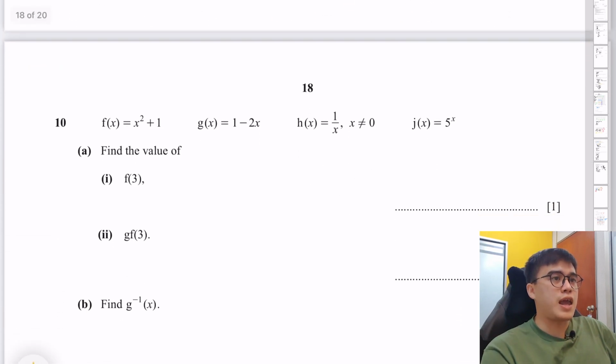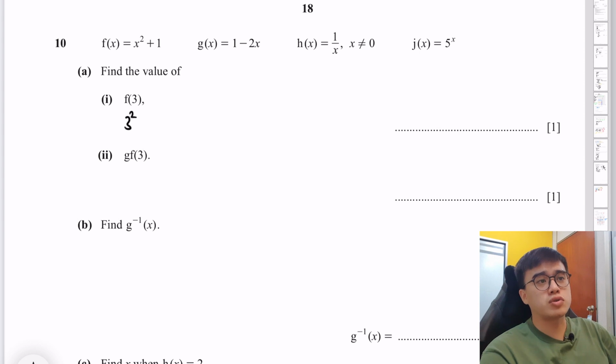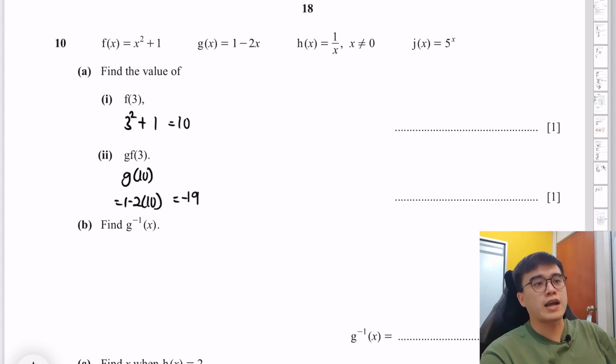Question 10, part A, pretty straightforward. Just substitute the 3 into function f, x position. You get 3 squared plus 1 equals 10. As for part 2, because it's a continuation from part 1, the f bracket 3 is actually 10. So I can substitute 10 to replace the function f of x of 3. By putting this 10 into the g(x) function, x position, I will get 1 minus 2 bracket 10. And this will give us negative 19 as the final answer.